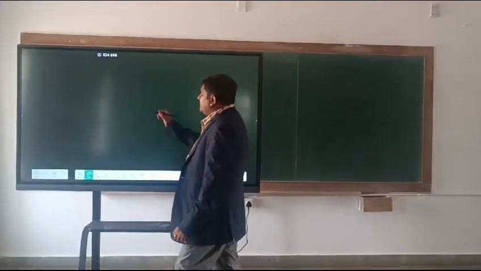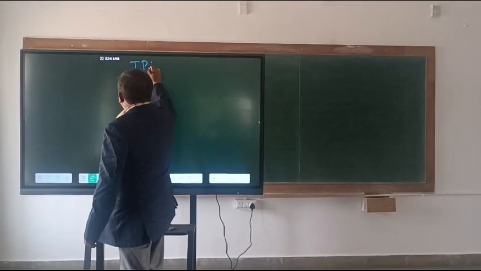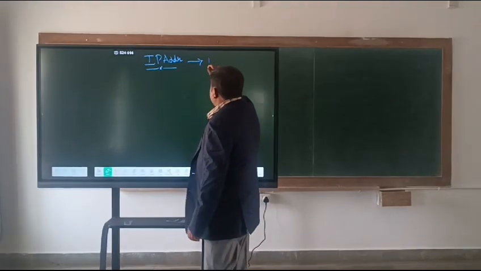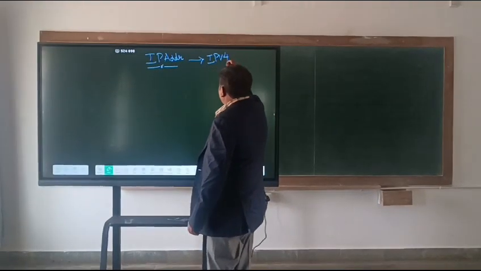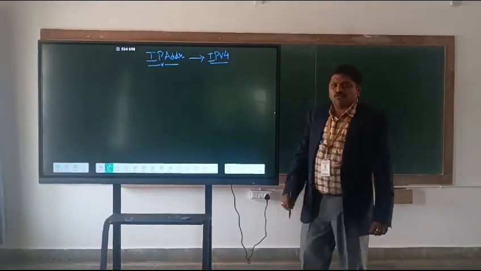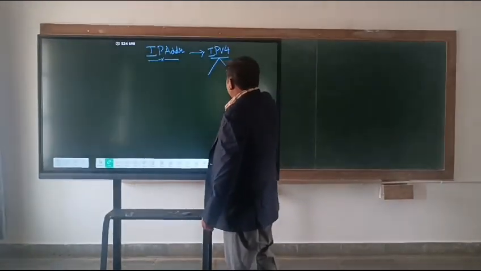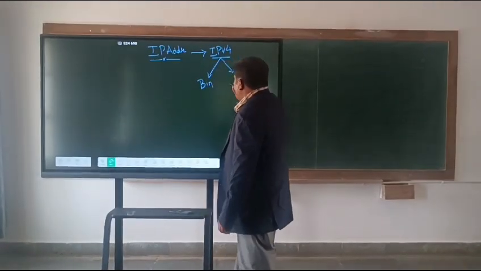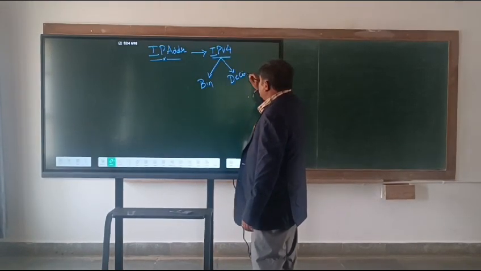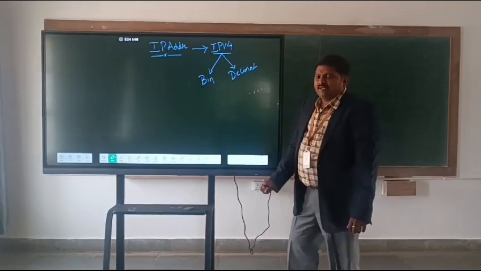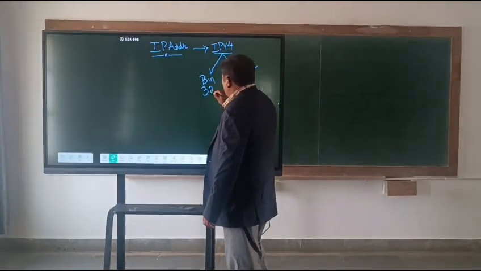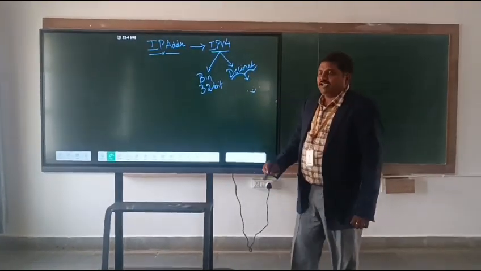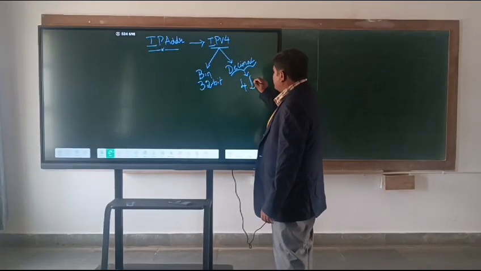Let's discuss today's topic regarding our IP address, which is in general considered as IP version 4. In IP version 4, we have two different types of notations: one is binary notation, and next is decimal notation. With respect to binary notation, we have a 32-bit representation, and in the case of decimal, we have 4 different fields of notation.